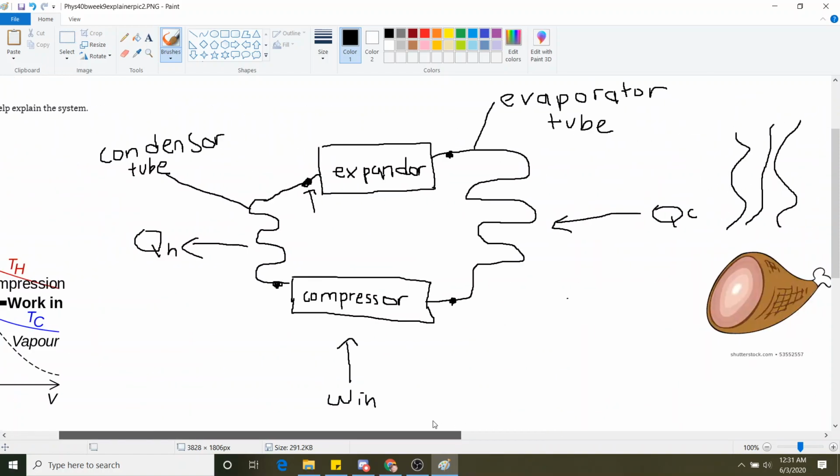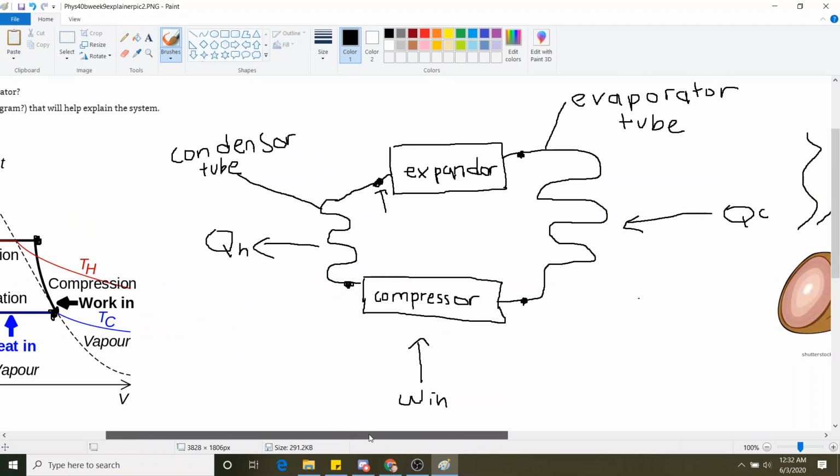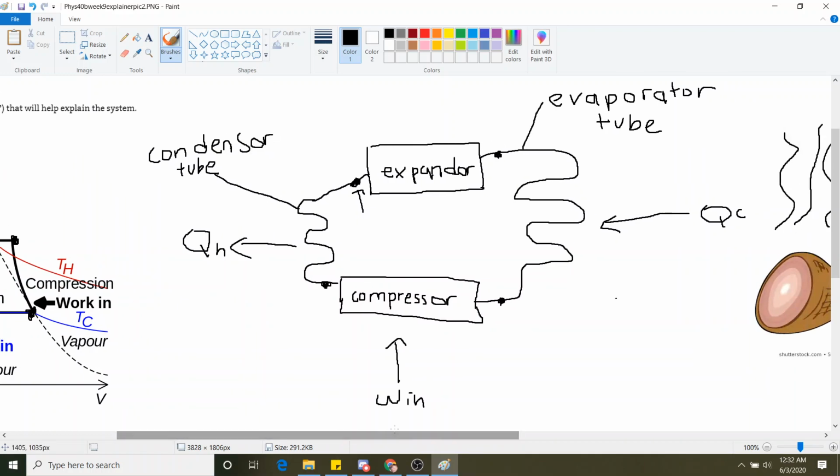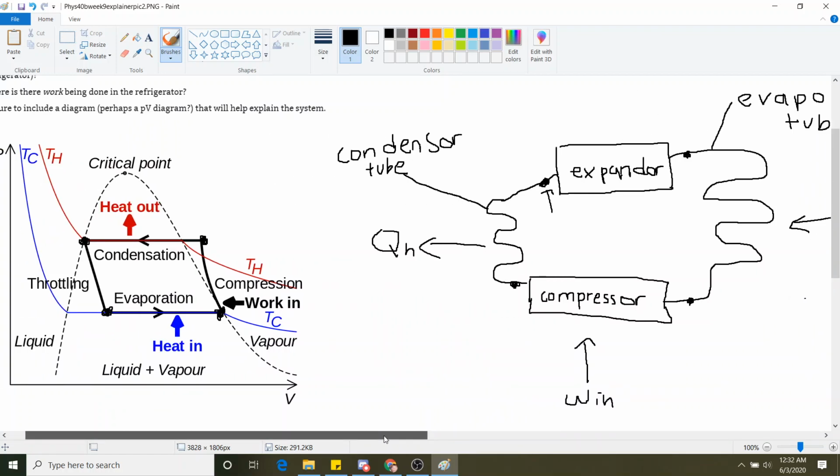So throughout the entire system, none of these processes violate the second law of thermodynamics. That's why it doesn't violate the second law. And where the work is being put in is in the compressor, where it just squishes the gas so that it becomes highly pressurized. And that's going to be it for my explanation.